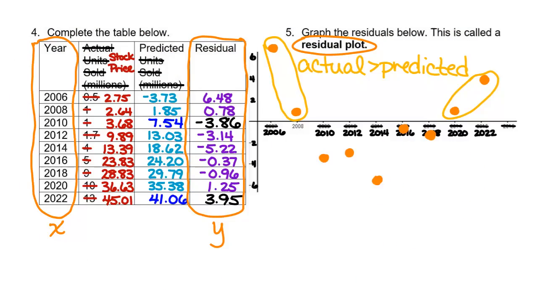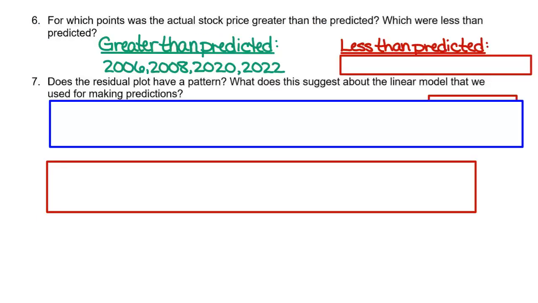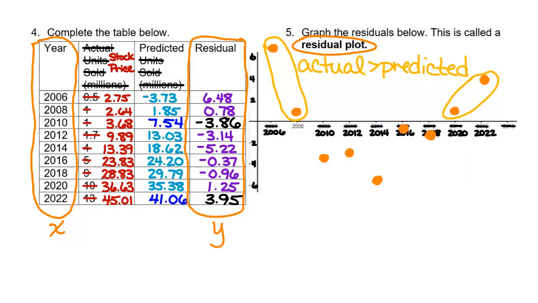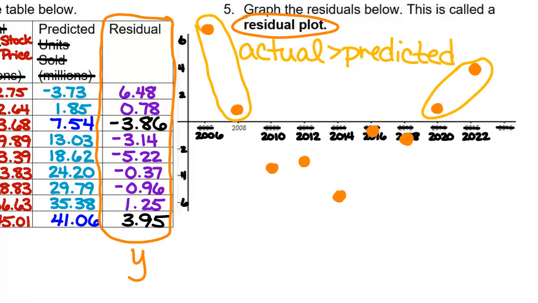So for what years is the actual less than the predicted? Yep, 2010, 2012, 2014, 2016, 2018. My actual was less than my predicted down here.